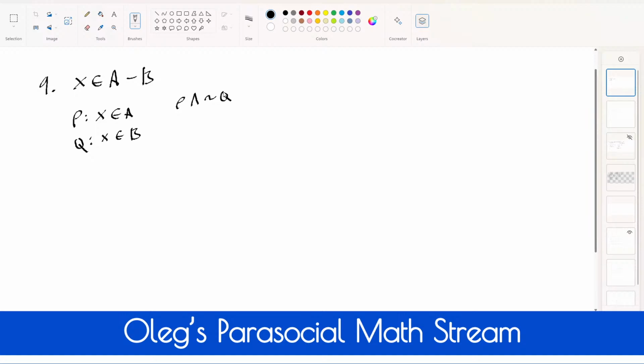Both statements have to be true. X has to be a member of A, but it cannot be a member of B. If B overlaps A, it should take it out. The question then becomes, yeah, I think this is the P and not Q. I think this would make sense. The only question is, there's going to be a conflict of logic here.